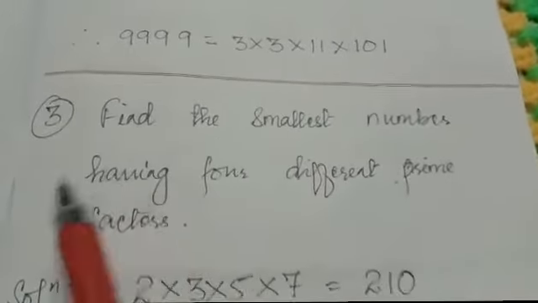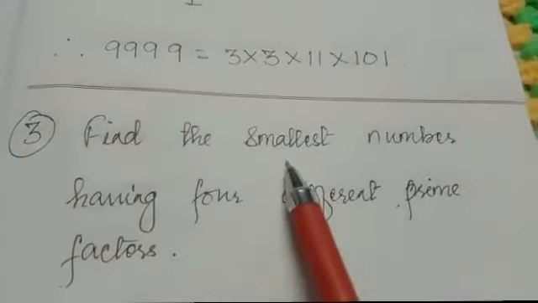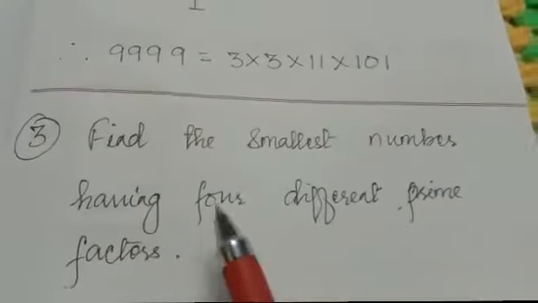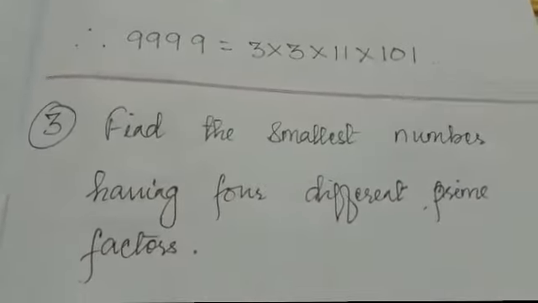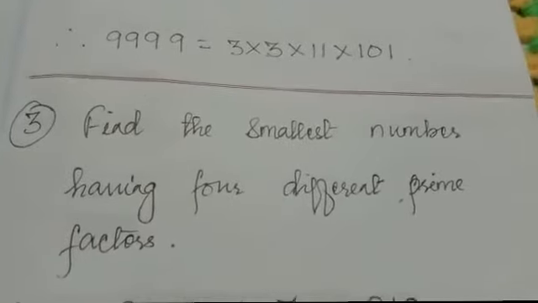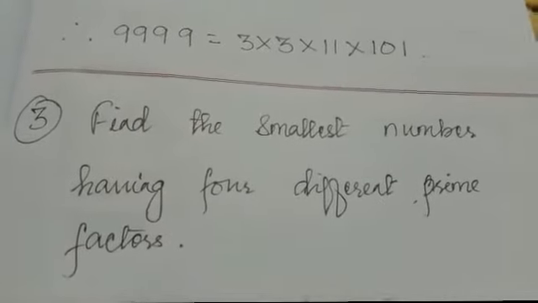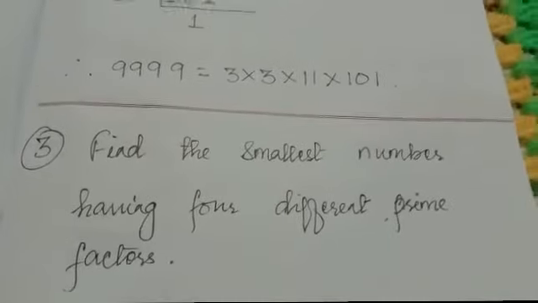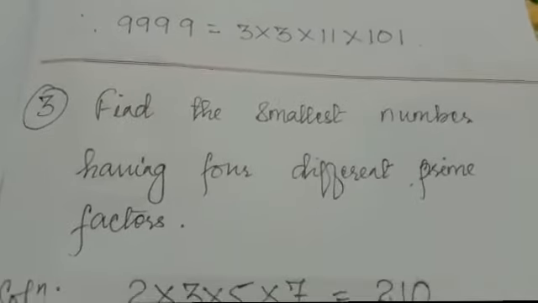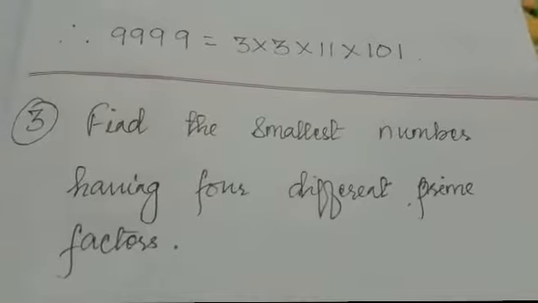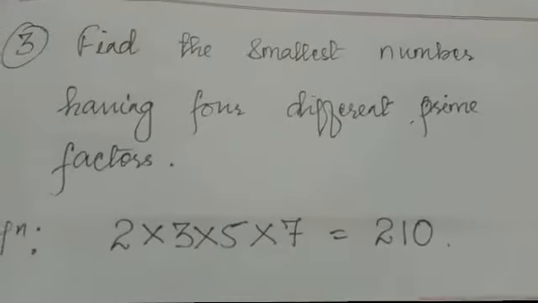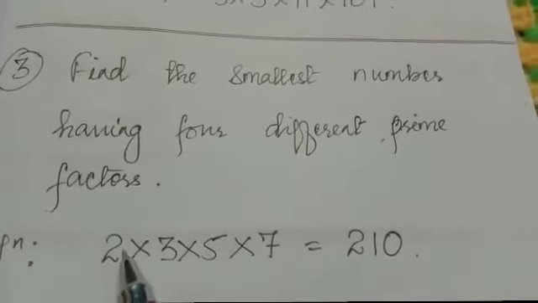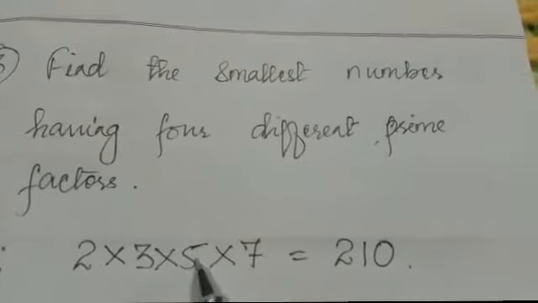Now next is question number 3. Find the smallest number having 4 different prime factors. You have to find the smallest number, okay? Smallest number which has 4 prime factors, but all 4 factors should be different. So the smallest prime number is 2. Then next is 3, next 5, then 7.